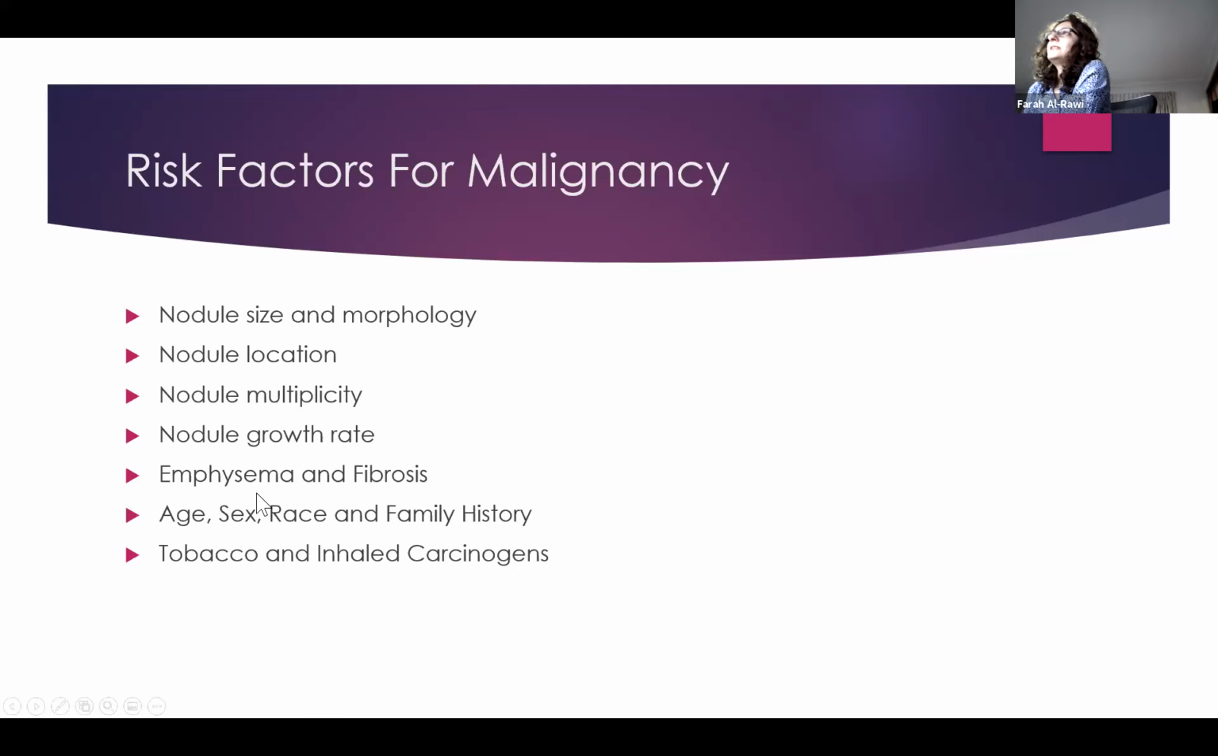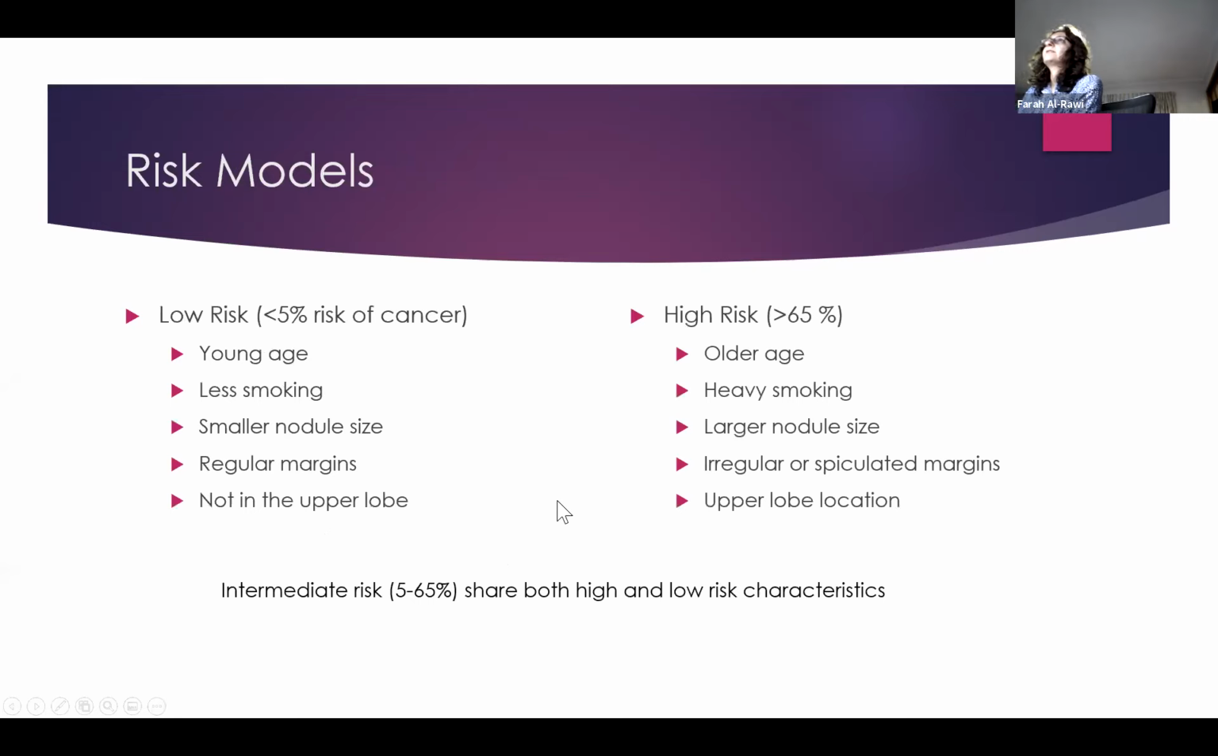If you have a history of emphysema or lung fibrosis, you're more prone to cancer. Age increases, of course, the older you get, the higher the risk of cancer. Sex, actually, adenocarcinoma is more common in non-smoking females, which is an interesting thing. Race, so it's more in African Americans, and a family history, tobacco and inhaled carcinogens such as asbestos increase your risk for lung cancer. And there's just another slide to show the higher risk is older age, heavy smoking, large nodule size, spiculation, and upper lobe location.